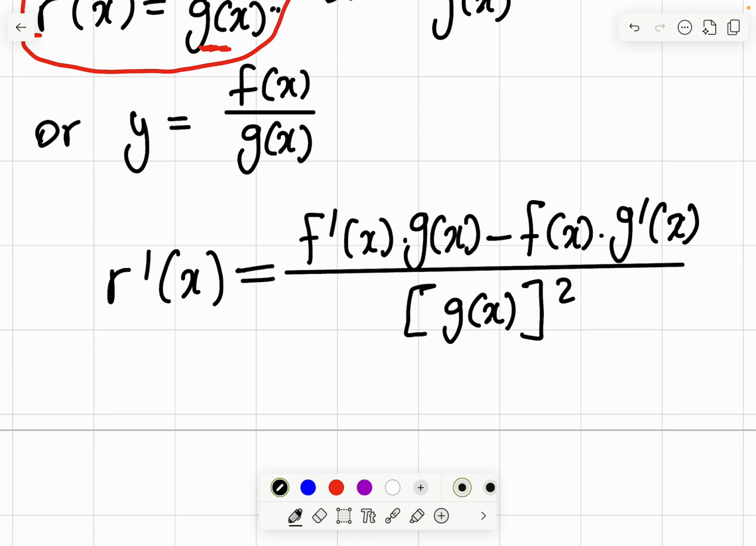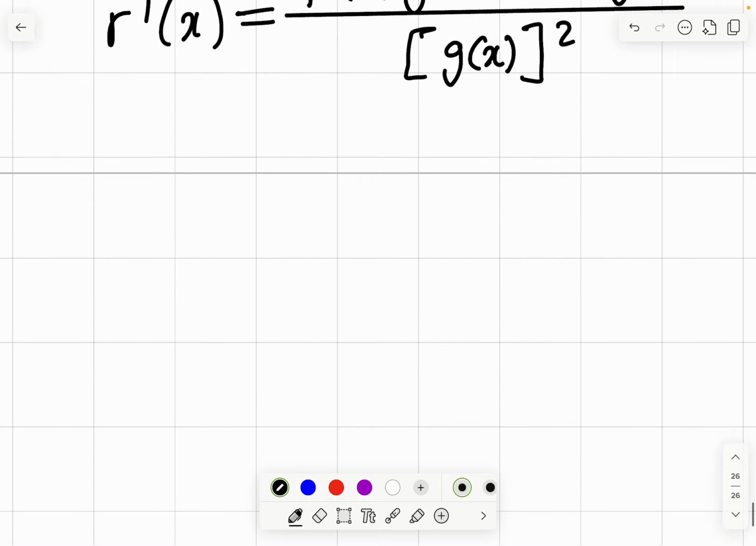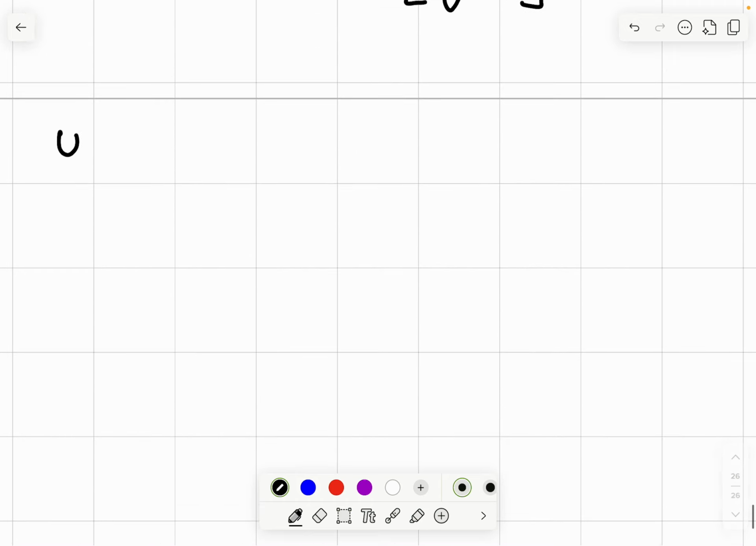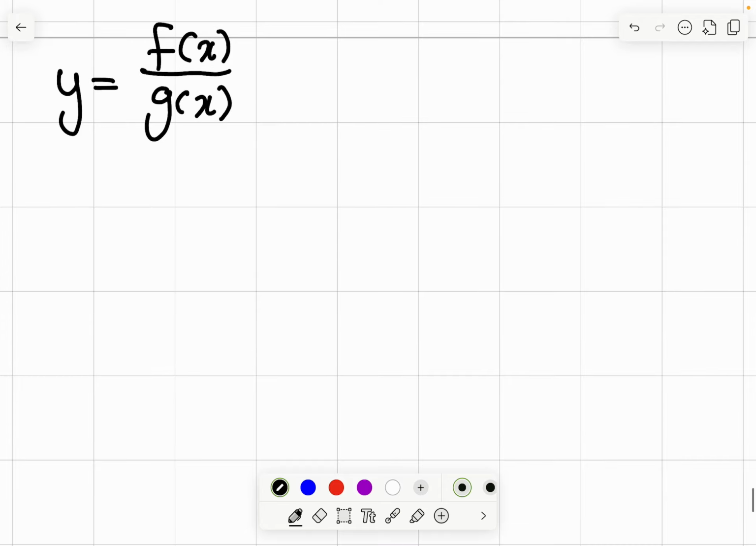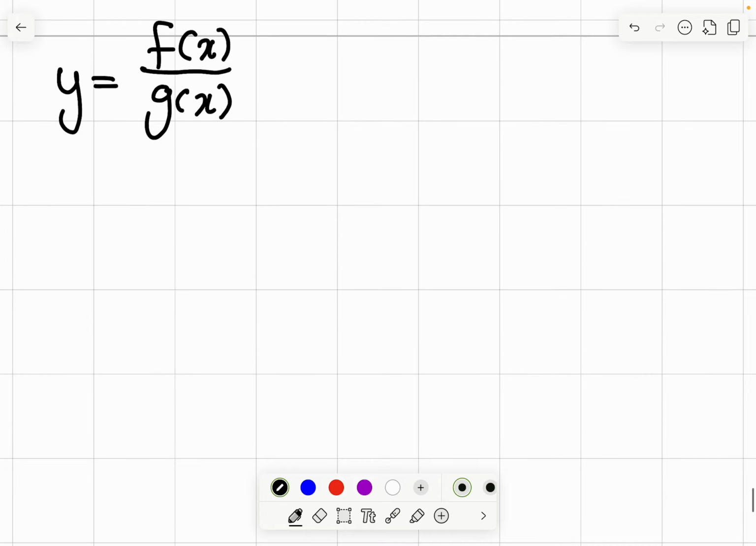This is how you differentiate using quotient rule. So let's say you have a function y, where y is the subject of the formula. They say f of x over g of x. They say differentiate. You can say you are deriving y with respect to x.